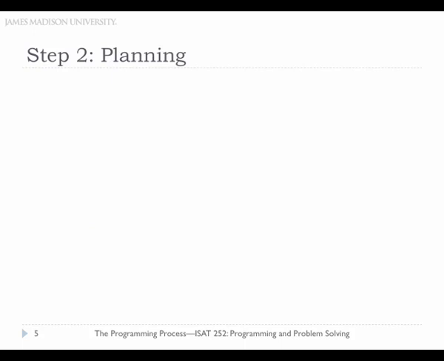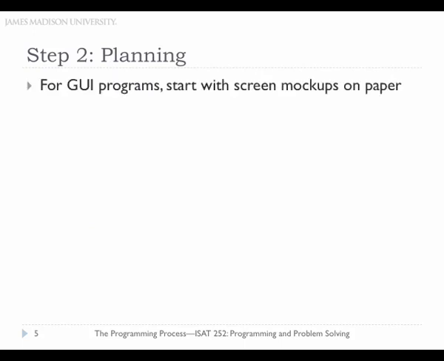So next is the planning phase. For graphical user interface programs, which is typically the Windows type applications that you're used to using, you want to start with screen mock-ups on paper. Why paper? First of all, using paper is much faster than using a computer. Typically, it'll take you 10 seconds to a minute to scribble out a quick and dirty diagram on paper, whereas it might take you 10 minutes to do it on a computer.